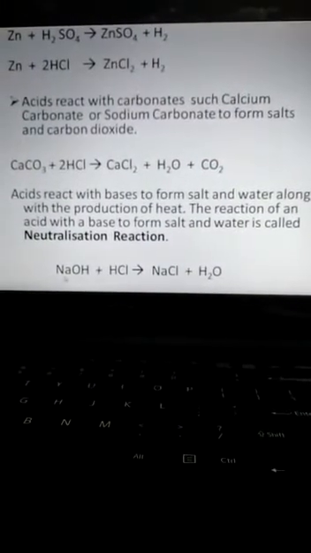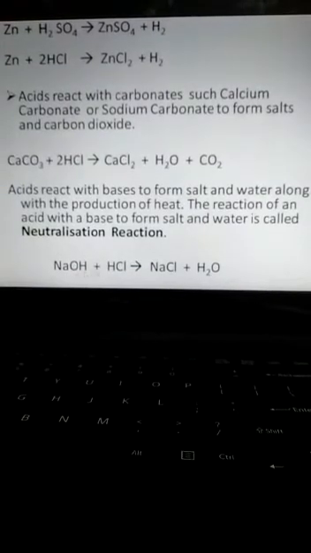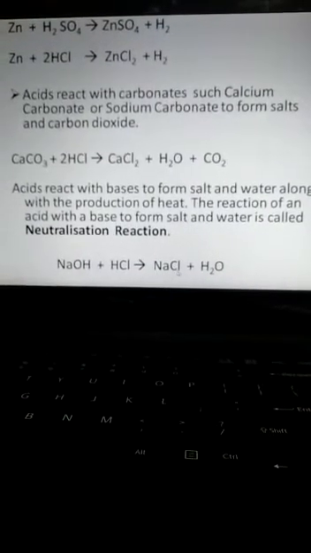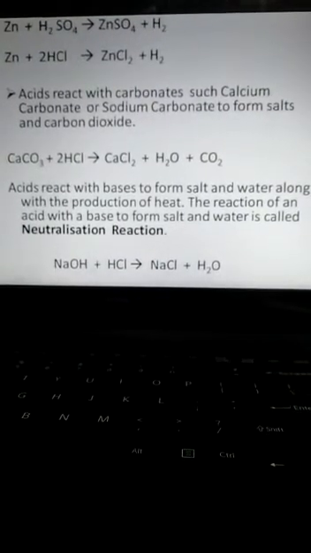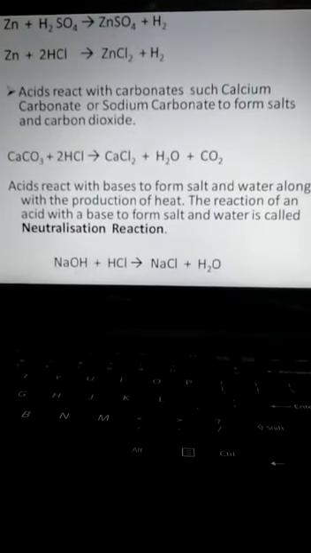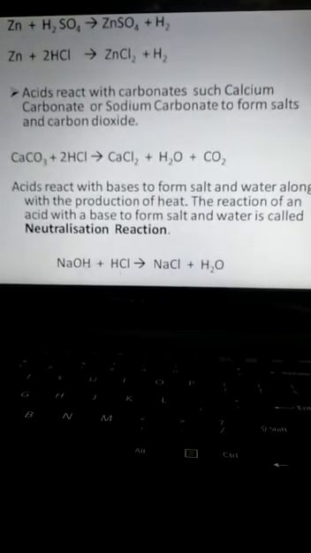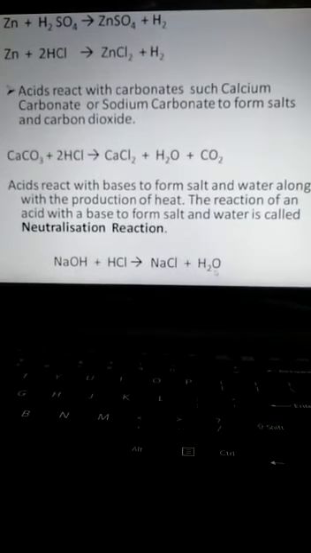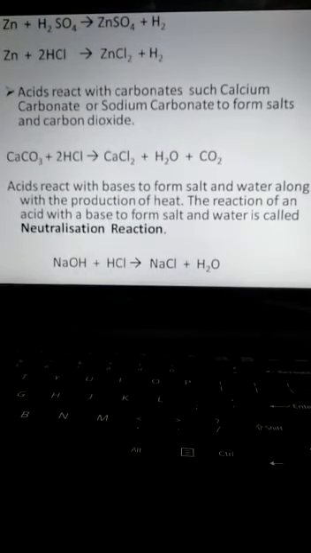Let us see this reaction. NaOH, that is sodium hydroxide, plus HCl, that is hydrochloric acid, gives NaCl plus H2O, that is water. NaCl is sodium chloride. Now this NaOH is the base and HCl is the acid. When acid reacts with base, it forms the salt plus water over here. And this is the neutralization reaction.